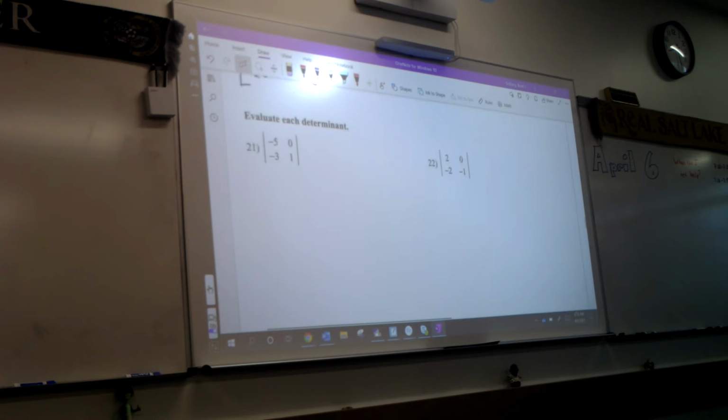Let's look at 21. What I'm going to do is multiply to make an X, and I'm going to highlight here to show I multiply this way, then I subtract with that. So in this case, negative 5 times 1 is negative 5. 0 times negative 3 is 0, so what is my determinant? Just negative 5. That was easy, right? Just make that X.